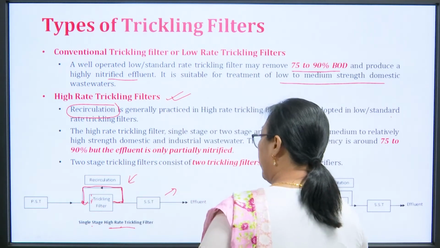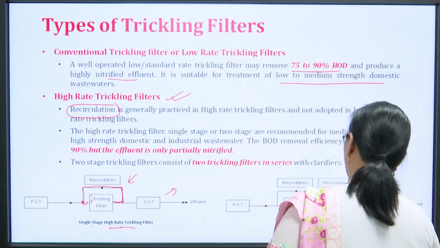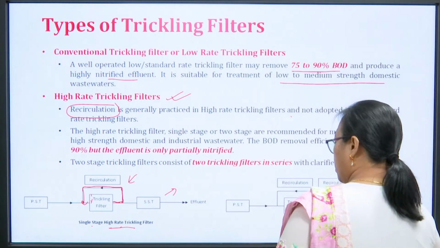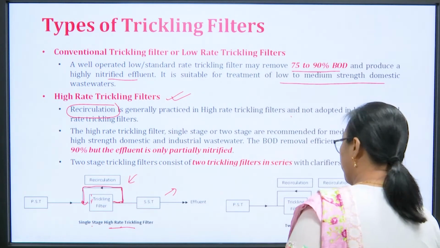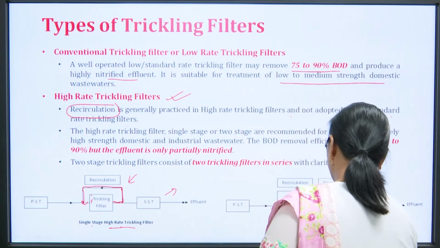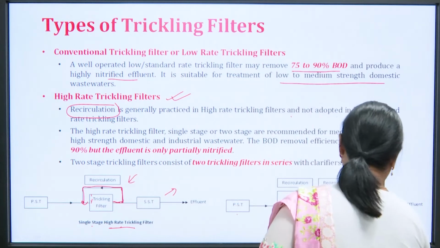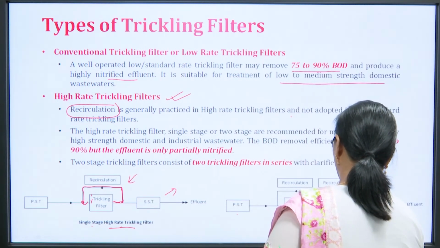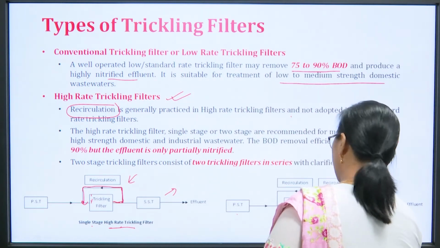We may have a single stage, 2 stage, or however many trickling filters you want according to the need. You are the engineer, you decide how many trickling filters you want in series. In a 2 stage trickling filter, we have the primary sedimentation tank and the secondary sedimentation tank, and between them 2 trickling filters. So, 2 stage means 2 trickling filters with recirculation.